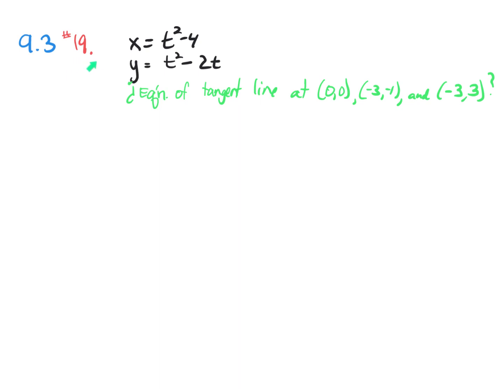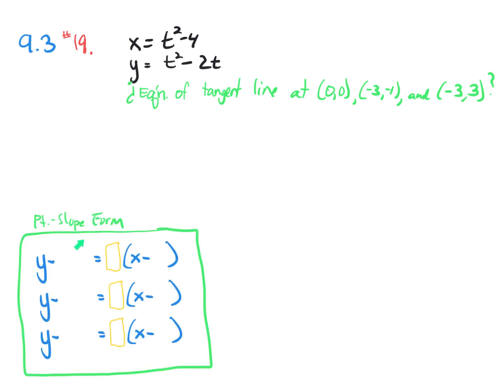Number 19, there's a curve with these parametric equations. And we are asked to find the equation of the tangent line at 3 different points. So we'll have 3 different equations of tangent lines. And I recommend that you use point slope form. Slopes will go in the yellow box, and the point (a, b) will go in those positions.